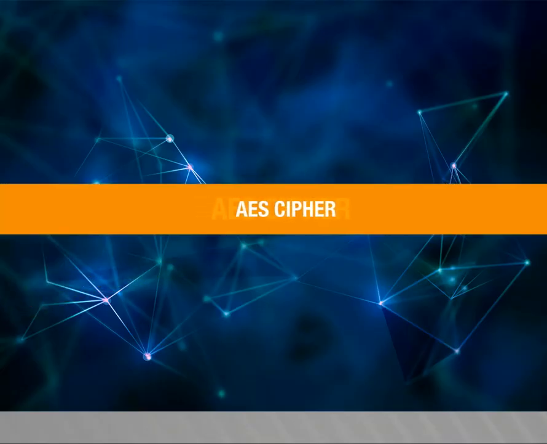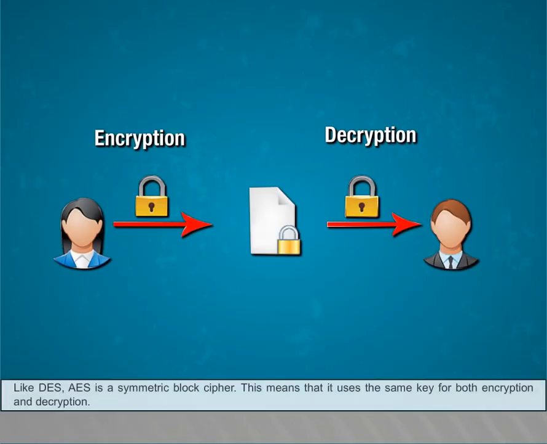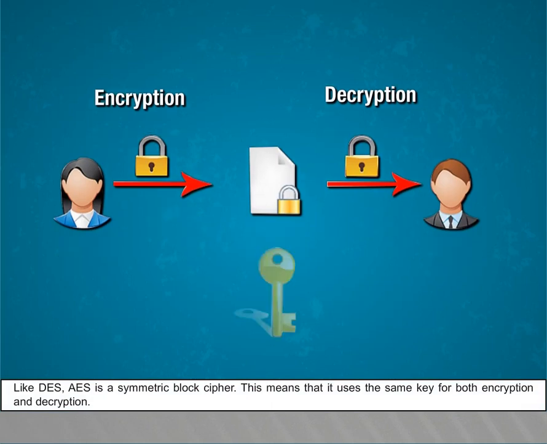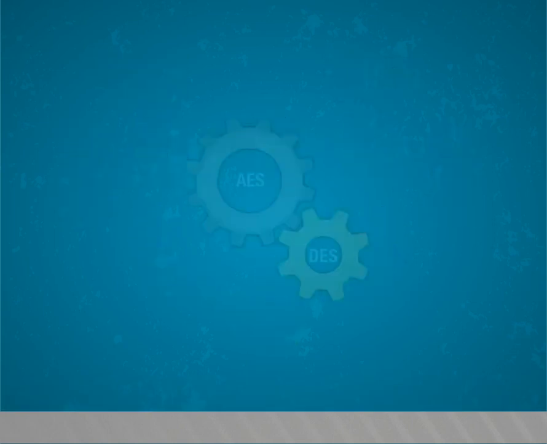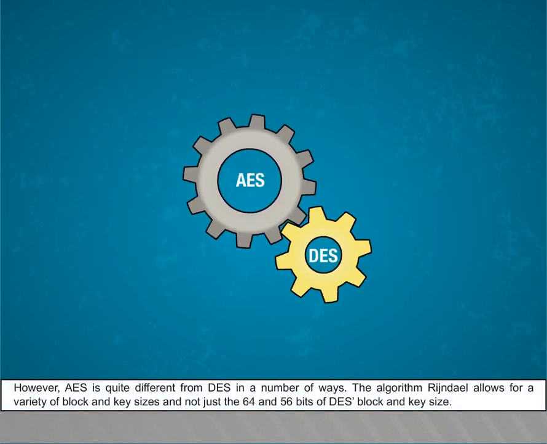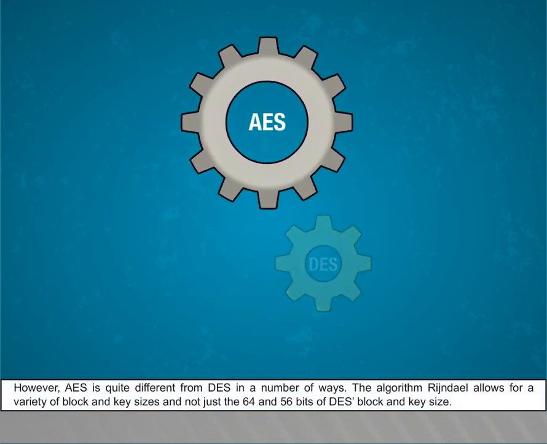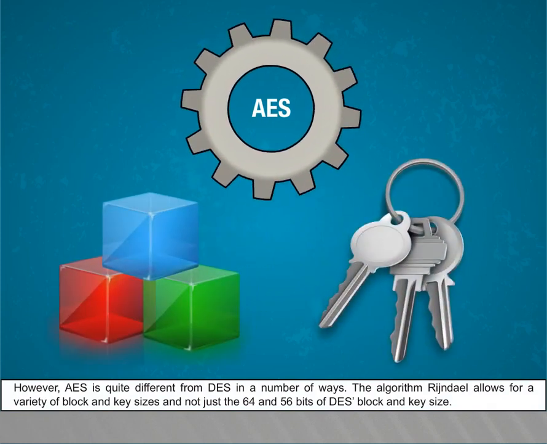AES cipher. In this video, we are going to see about the AES cipher. Like DES, AES is a symmetric block cipher. This means that it uses the same key for both encryption and decryption. However, AES is quite different from DES in a number of ways.